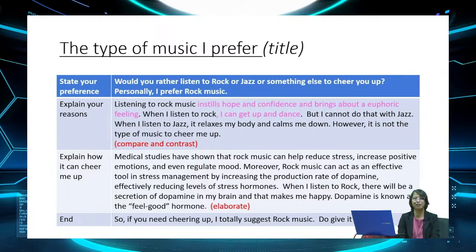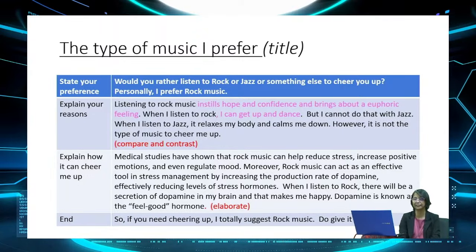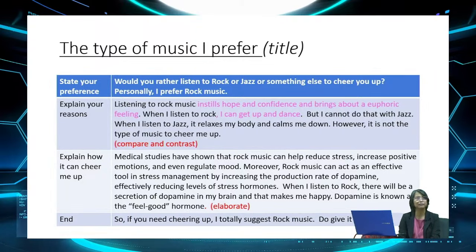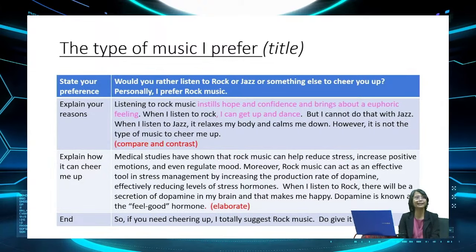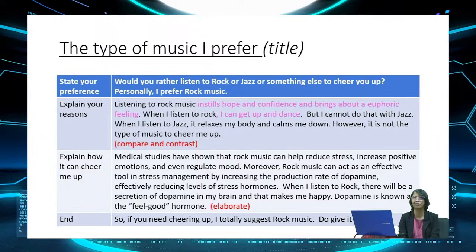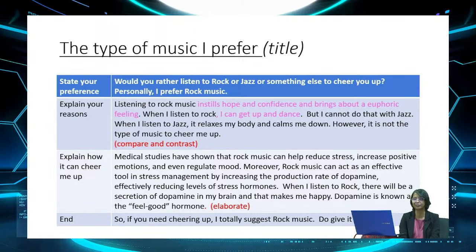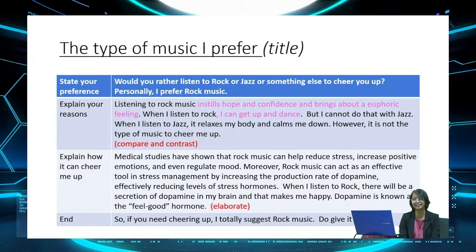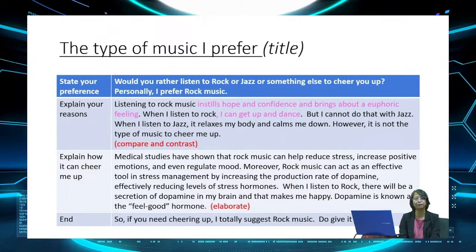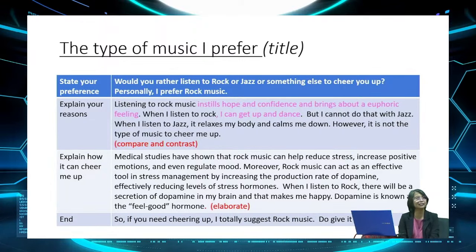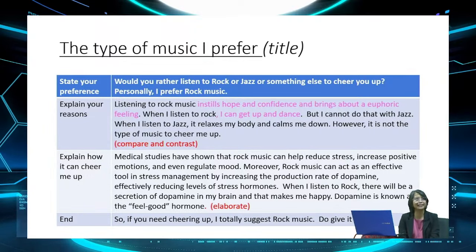Personally, I prefer rock music. Okay, so you see there, listening to rock music instills hope and confidence and brings about a euphoric feeling. So the word euphoric there actually means happy. Okay, but we want a more precise word because we want to score in terms of vocab. When I listen to rock, I can get up and dance, but I cannot do that with jazz. When I listen to jazz, it relaxes my body and calms me down. However, it is not the type of music to cheer me up. So you can actually compare and contrast, okay, and use that technique as a way to explain your reasons.